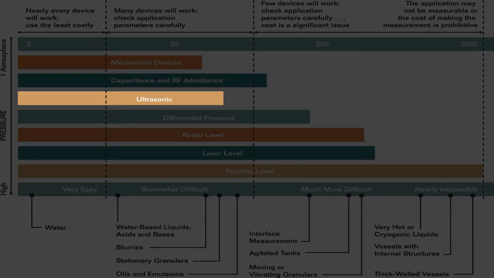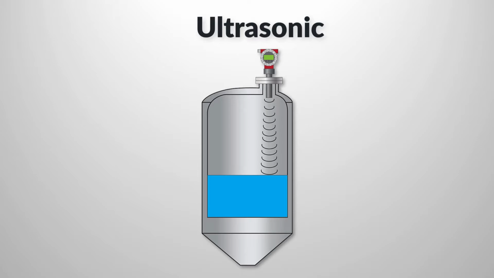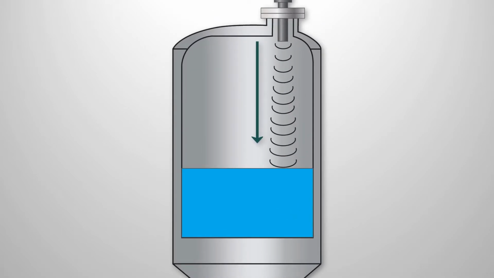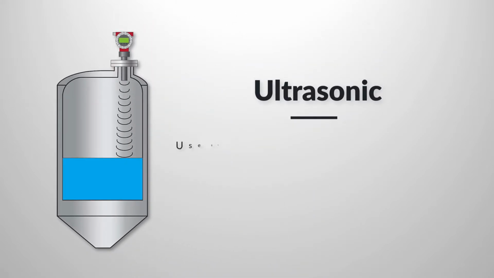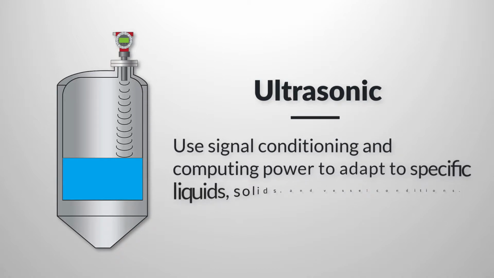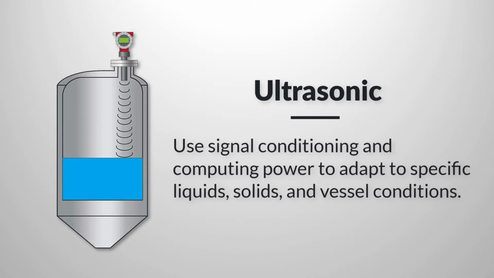Ultrasonic gauges are also quite versatile and offer good value. Ultrasonic gauges calculate level based on the time required for an ultrasonic signal to be reflected from the liquid surface. They and the other time-of-flight gauges coming later use signal conditioning and computing power to adapt to specific liquids, solids, and vessel conditions. They're seeing increasing applications as the cost of signal conditioning and computing have come down.